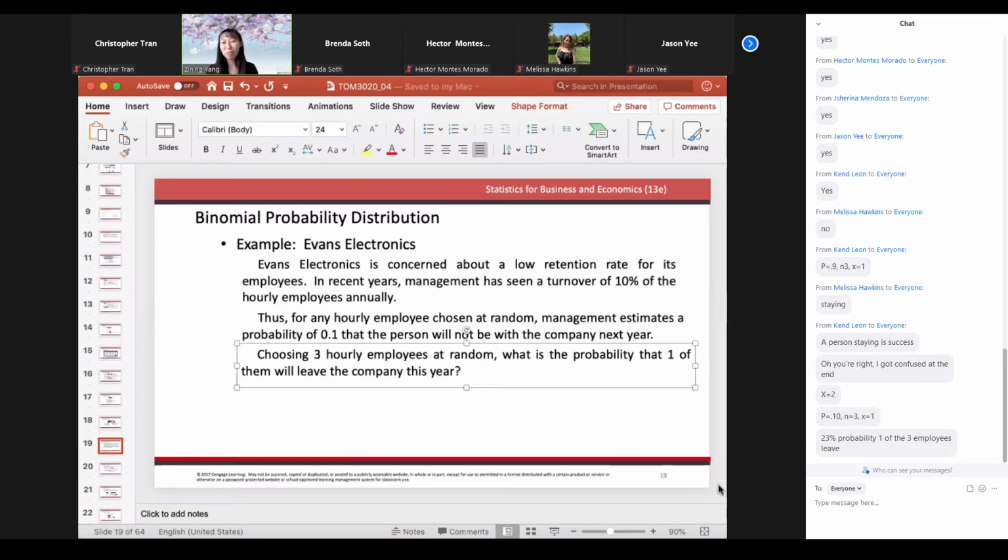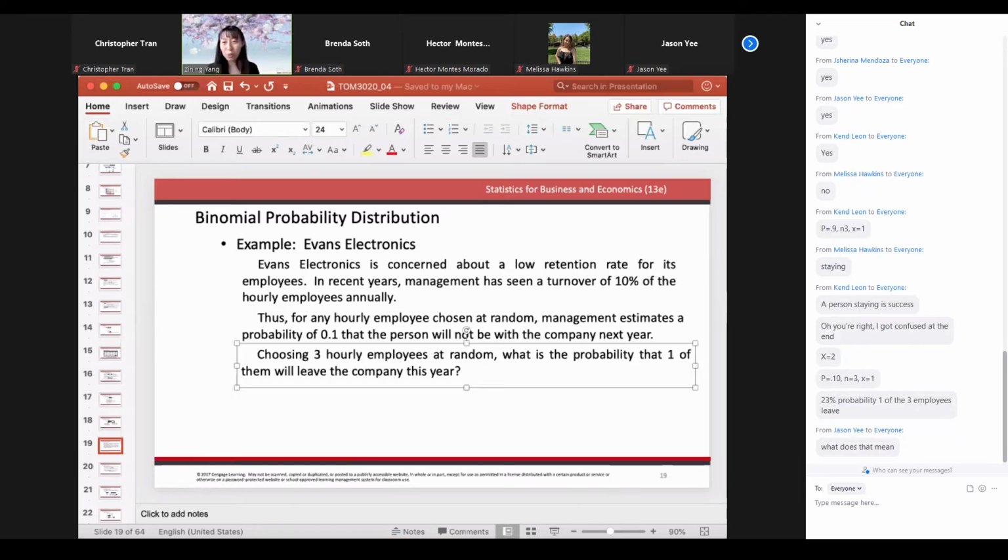Yes, yeah. 24.3% probability that 1 out of the 3 employees will leave, or more precisely, if we only have 3 employees, 1 of them will leave, but the other 2 will stay. So that's precisely what we're talking about. We're analyzing a very specific situation. We only look at the 3 employees. Among the 3, 1 would leave, but the other 2 stay.